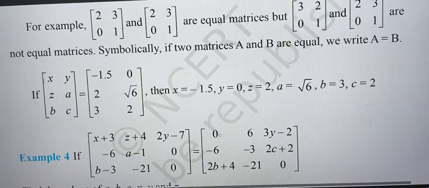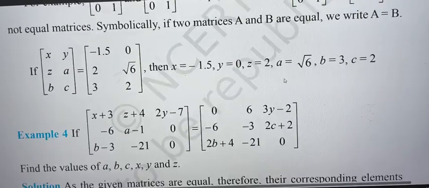So here you're able to see, okay, 3 rows 2 columns, 3 rows 2 columns, okay, these could be equal, and if they're equal, their corresponding elements should be the same. So first element should be the same, so x should be minus 1.5, y should be 0, z should be 2, a should be root 6, B should be 3, and C should be 2.